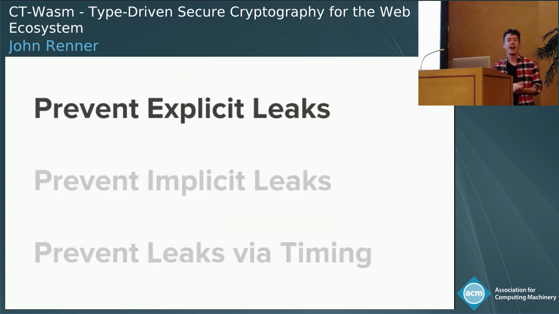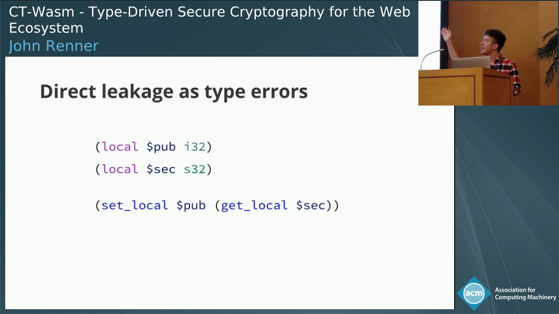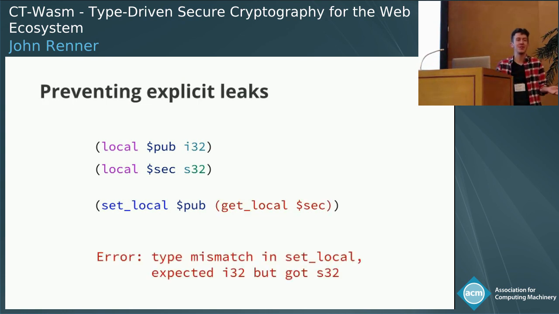We're going to prevent 3 kinds of vulnerabilities. First, explicit leaks, which we'll get into. So for example, consider we have a public and a secret integer, and we want to store the secret integer into the public integer. This is obviously bad. We should not do this. Thankfully, now that they're different types, it's just a simple type error.